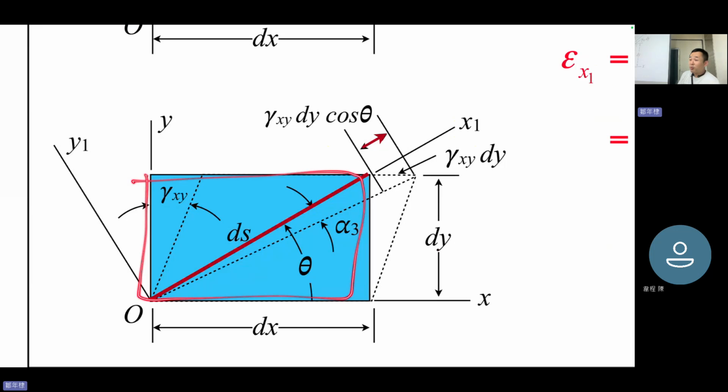And this rectangle has the shear strain, gamma xy, and it makes this point move to here, and this shear contribution will make this point move here. In the x1 direction, it increases by gamma xy dy cosine theta. So actually, is this okay? This triangle. And how can we get that?